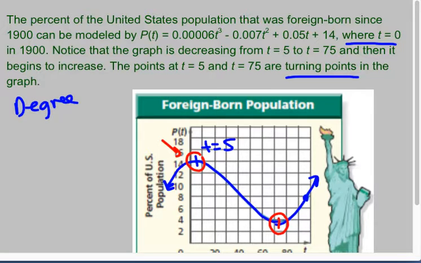You take the number of turning points and add 1 to them. So we have 2 turning points plus the 1. This would be a degree of 3, and that is odd. And that makes sense because the end behaviors are going in opposite directions.